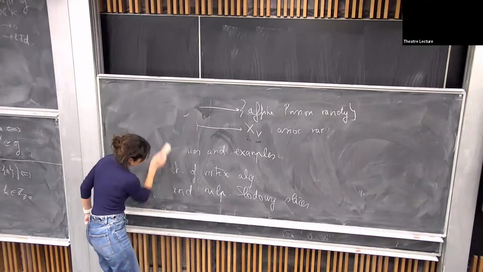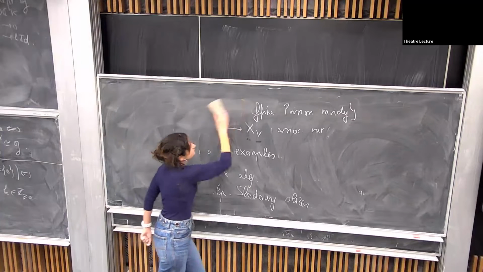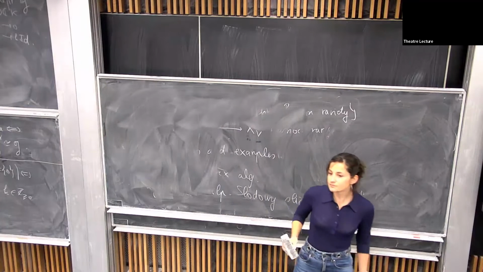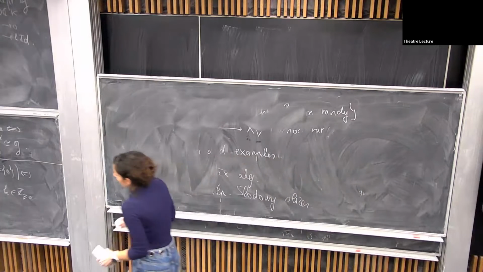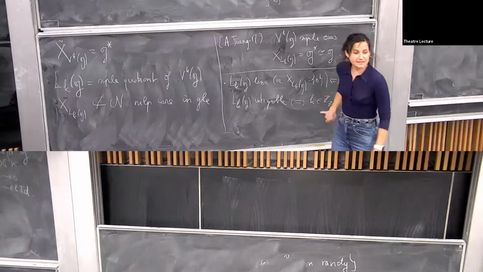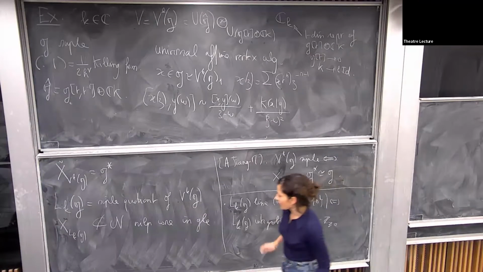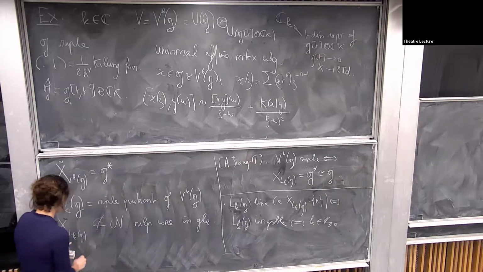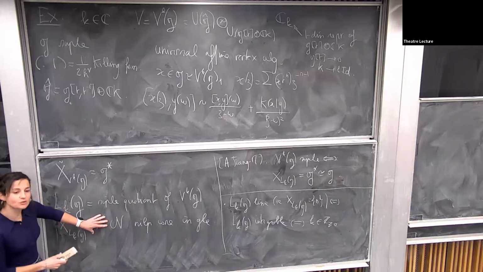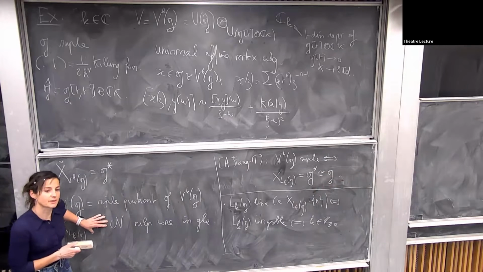Of a different nature. Sorry, does the critical level somehow distinguish in this? Yeah, here no, because this is not critical, and I will assume later it's not critical, but for critical level, you have exactly the nilpotent cone.